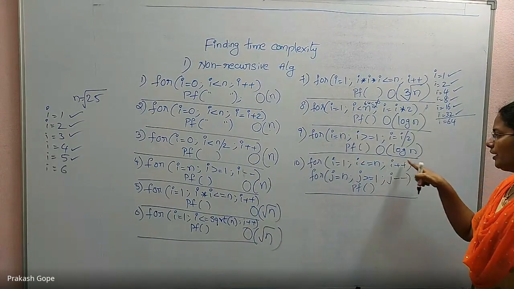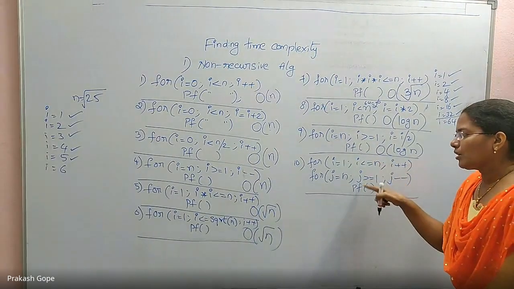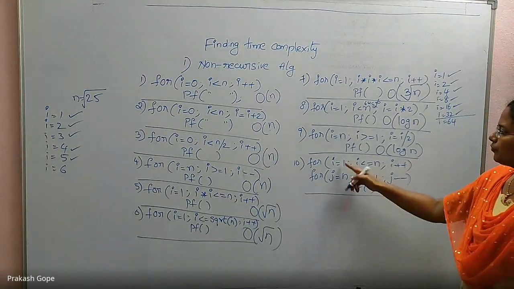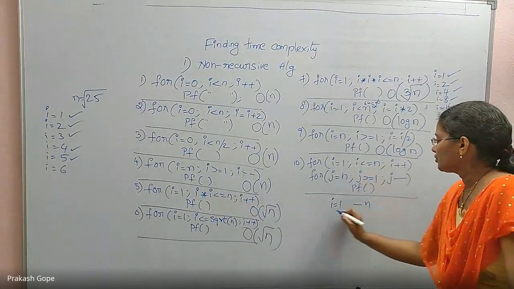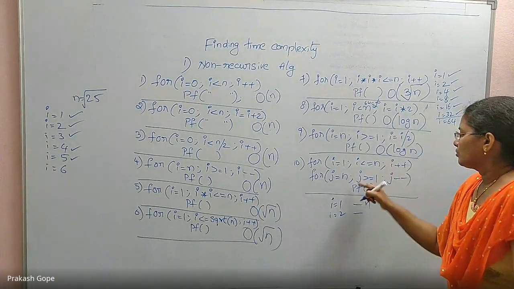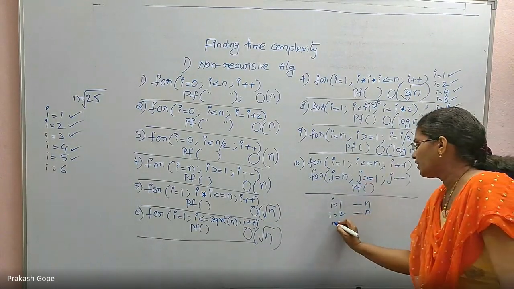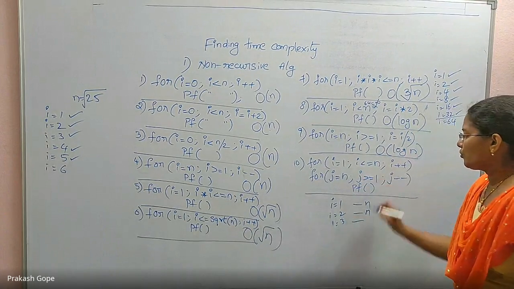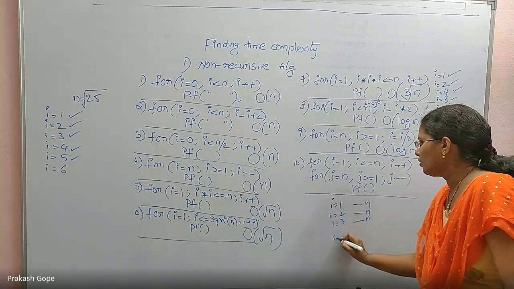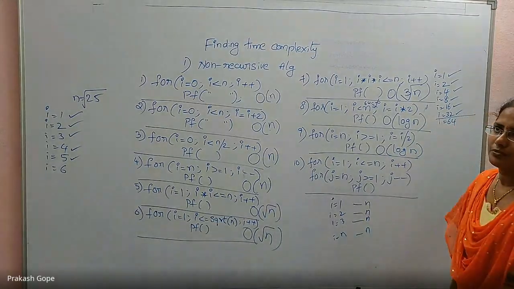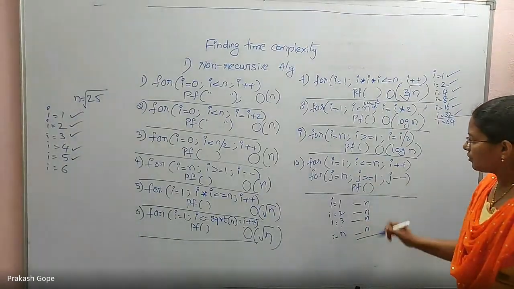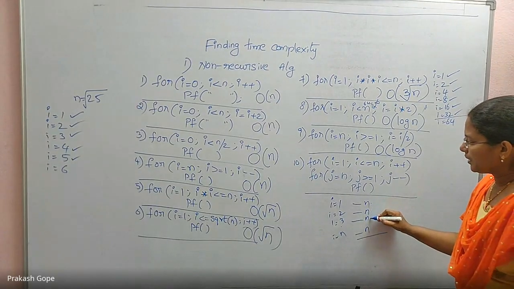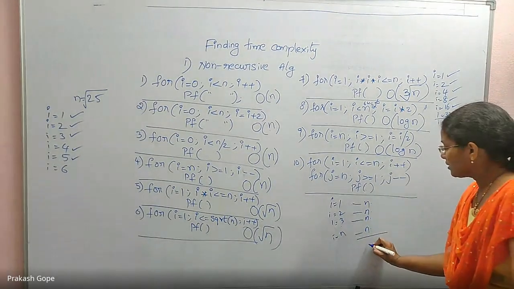For each iteration of the outer one, the inner one runs for n times. What is the meaning? When i = 1, this one runs for n times. When i = 2, this one again runs for n times. When i = 3, again n times. Even if i = n, it runs for n times. So total how many times does this line get executed? n plus n plus n and so on, n times. It's nothing but n square.